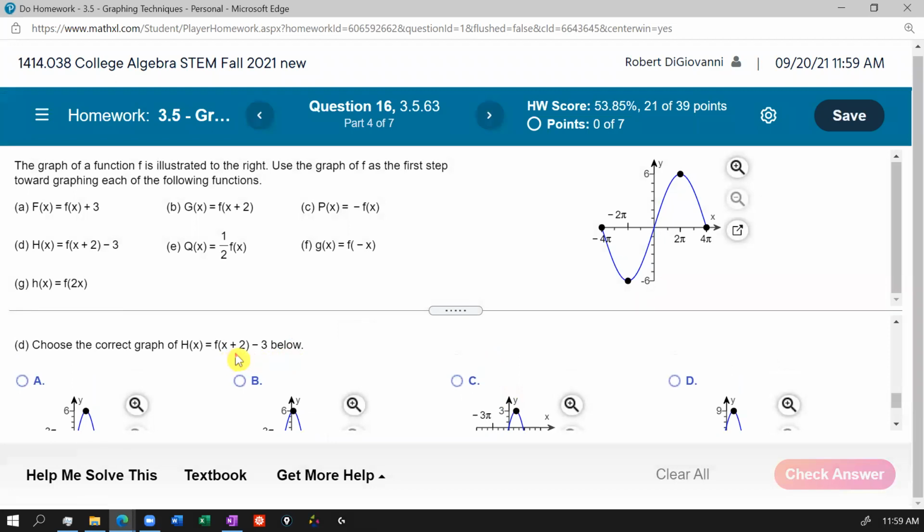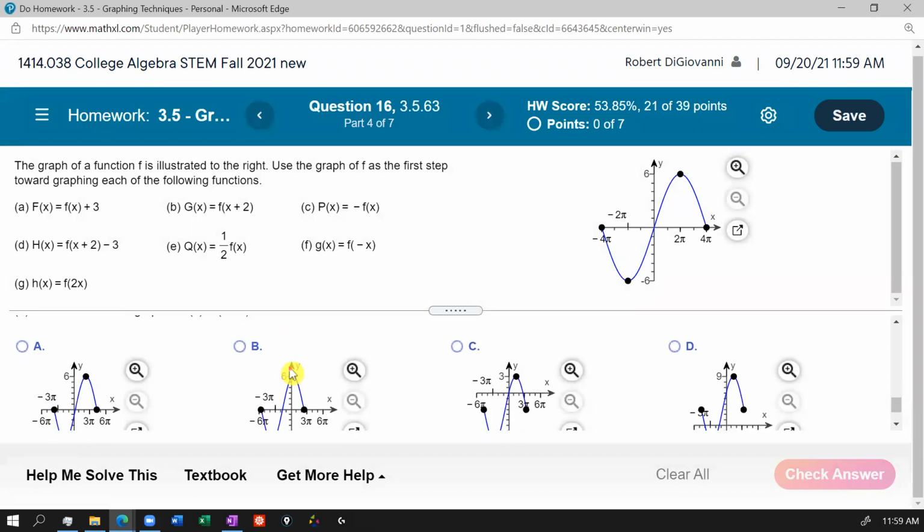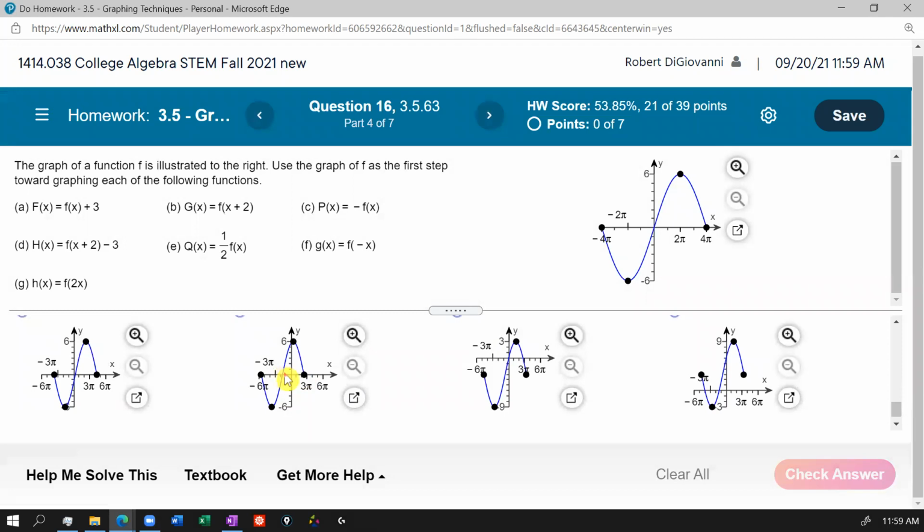Okay, this means we're going to move it to the left 2 and down 3. So left 2, but not, this is left 2, but it's not down. This looks left and down. This looks left and up. So it looks like this one.